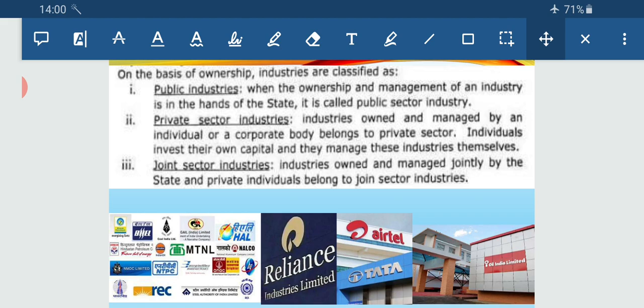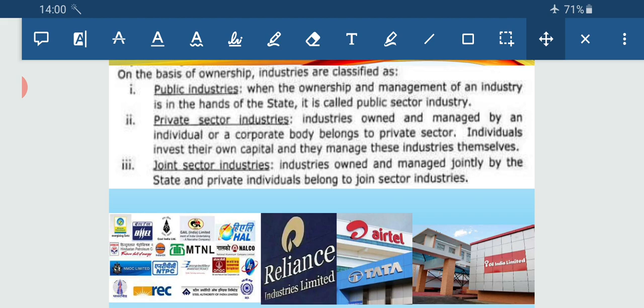Their standard of living is not very high. So when a group of poor individuals come closer to each other and pool their resources, meaning they combine their resources and establish an industry, that is the cooperative sector. That is for their own subsistence, for their own sustenance.